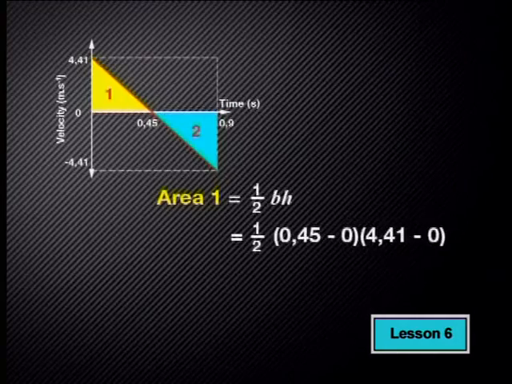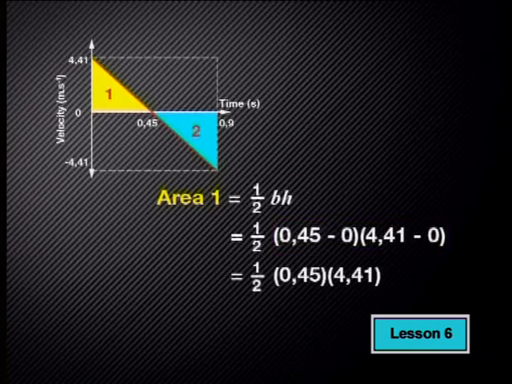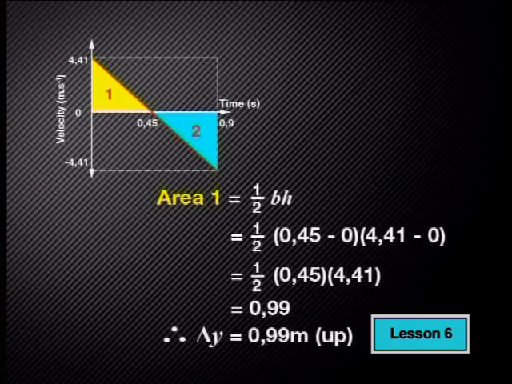So in area 1, the base is the change in time, so it is equal to 0,45 minus 0, and the height is the change in velocity. That's 4,41 minus 0. Working this out, we get half times 0,45 times 4,41. This gives us an answer of 0,99. Therefore, the upward displacement of the child is 0,99 meters.